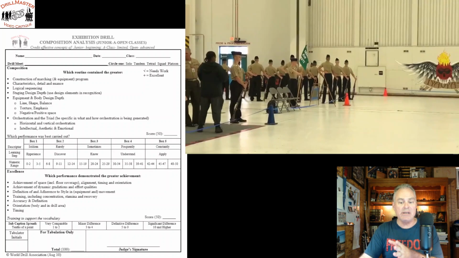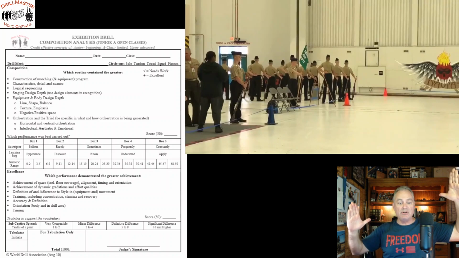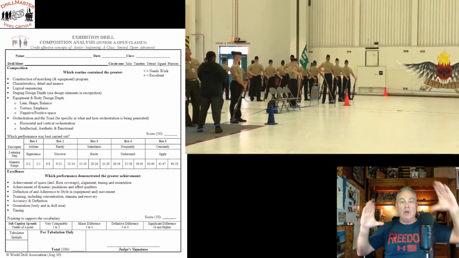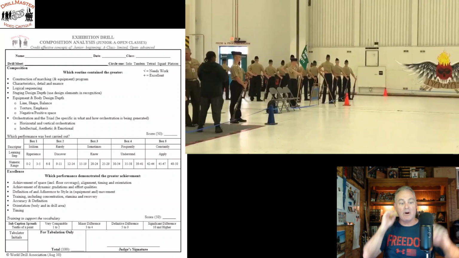All right, and then down at the bottom we have achievement of space, including coverage, alignment and timing, and orientation. So the team can be at normal interval. It can be at different staggered intervals, whether straight or staggered in the formation. It can be double, triple, quadruple interval, coverage of the floor, but then also how is it oriented as well, and where is it as far as the location on the deck?